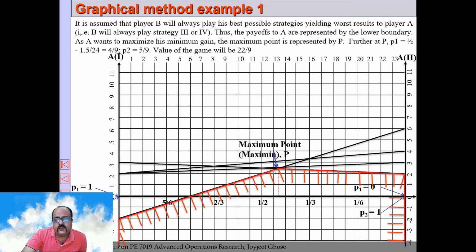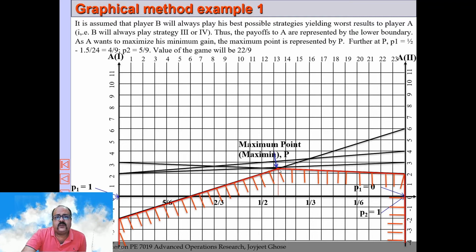You can see here, in the first equation, A will never play strategy 1, so it will automatically be eliminated by the rule of dominance. But anyway, the solution of the game lies in the solution of equation 3 and 4. You can find P1 and P2 by solving equation 3 and equation 4.